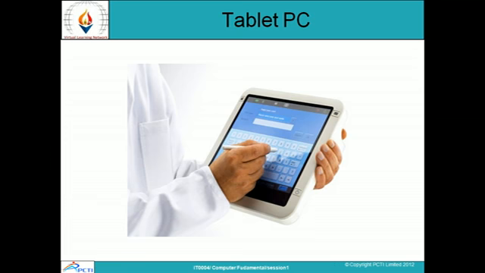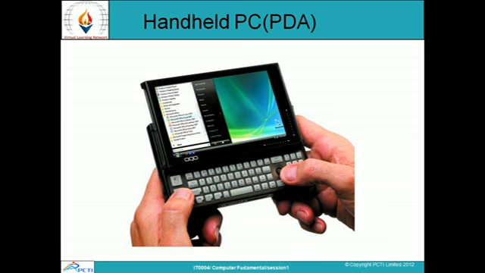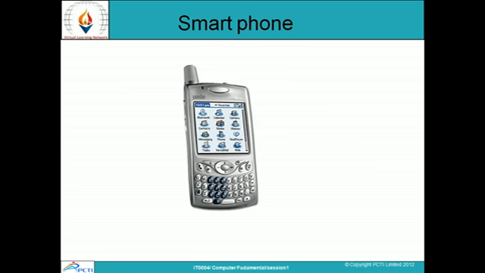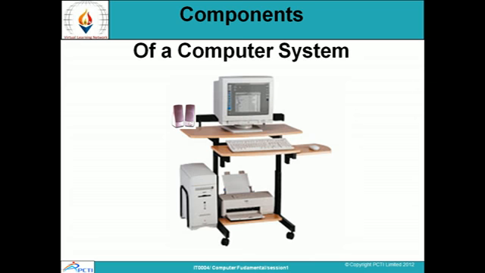This is a tablet PC, which is a new version, the latest one. This is a handheld PC, which is also called a PDA. Another is the smartphone. Smartphones are very famous applications these days. Now we will discuss the various components of a computer system.